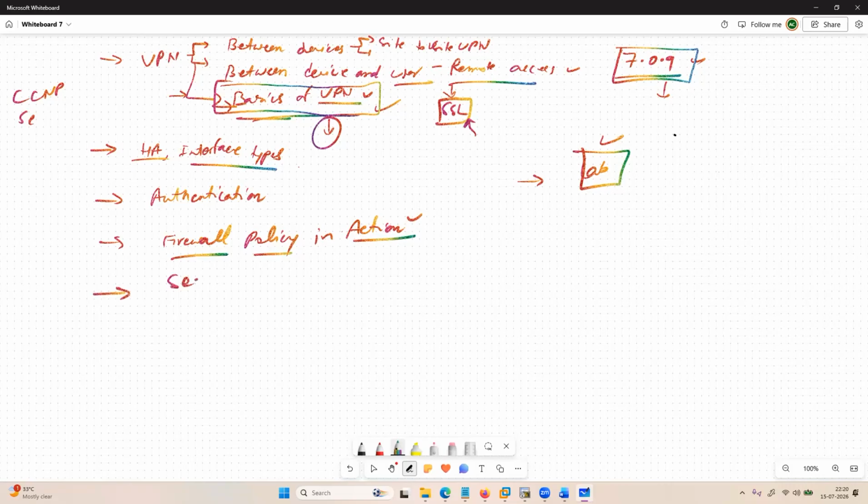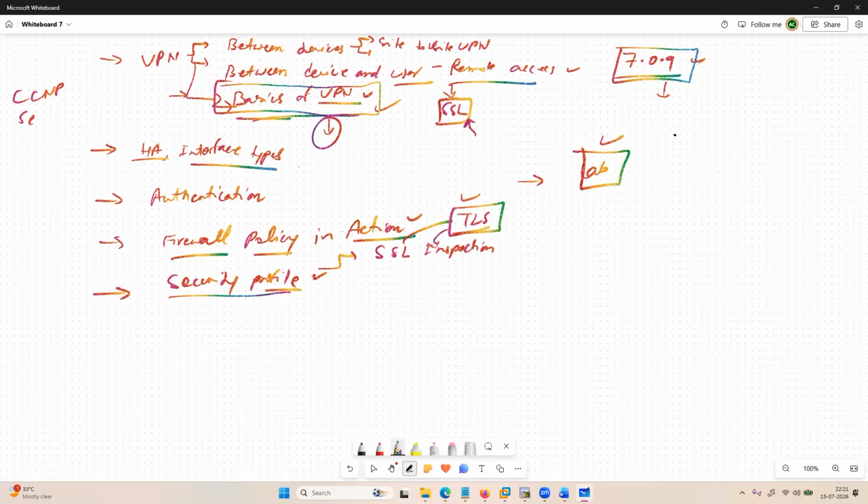Then we are going to see security profile, guys. And what is inside security profile? I already explained that yesterday, telling it again. Inside security profile, we'll be leveraging one very good concept known as SSL inspection. By the way, SSL is no longer the current name. Now it is renamed as TLS. All right. So we'll be seeing TLS inspection.